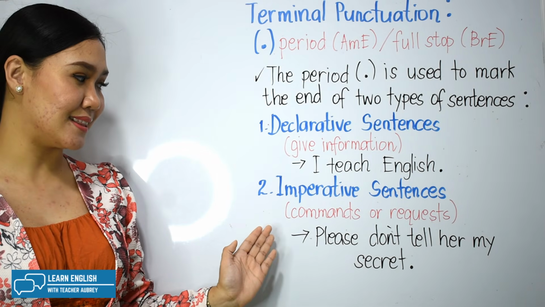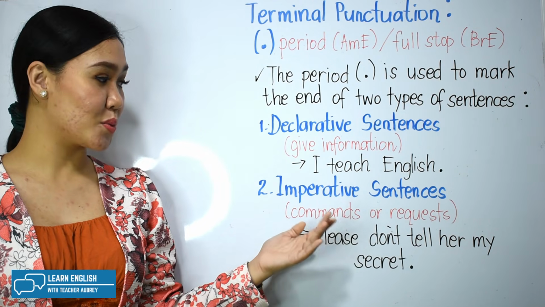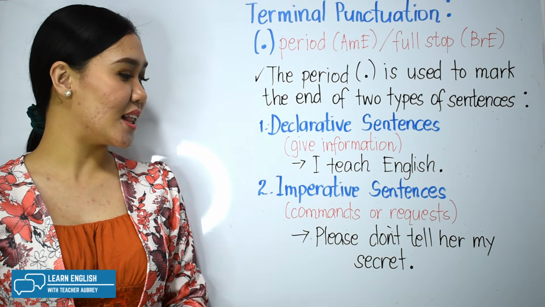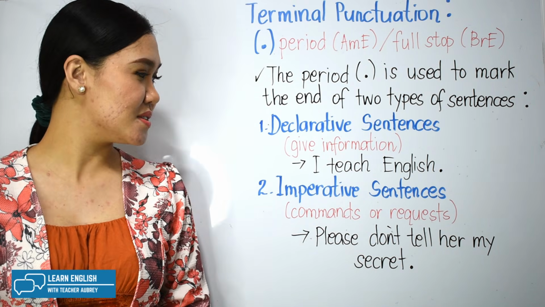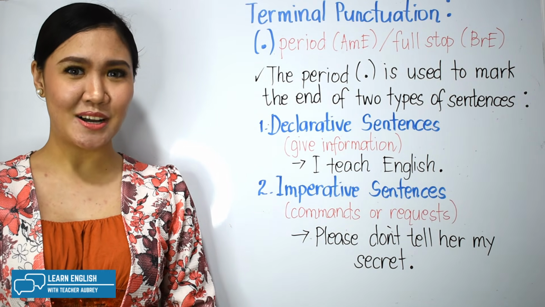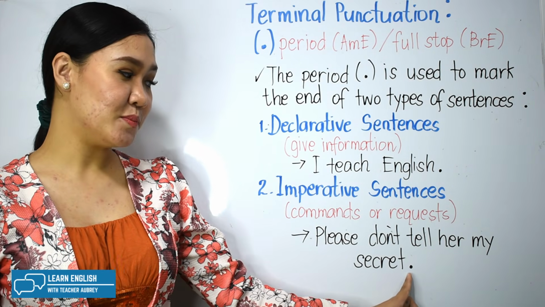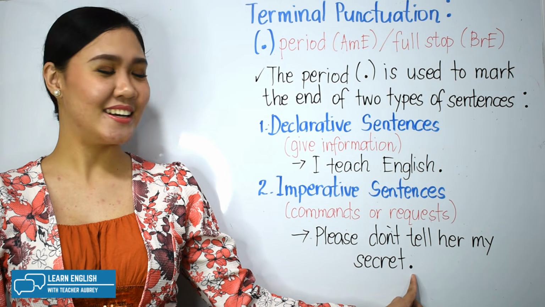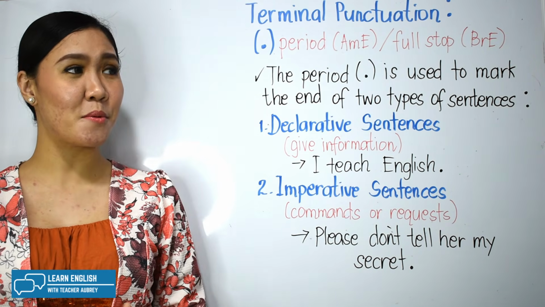is the imperative sentence. As I told you, imperative sentence shows commands or requests. Okay? The example sentence we have here is, please don't tell her my secret. So, it shows a request. Nagre-request ka na pakiusap. Huwag mong sabihin sa kanya ang aking sikreto. Ang gagamitin pa rin doon ay period o tuldok.